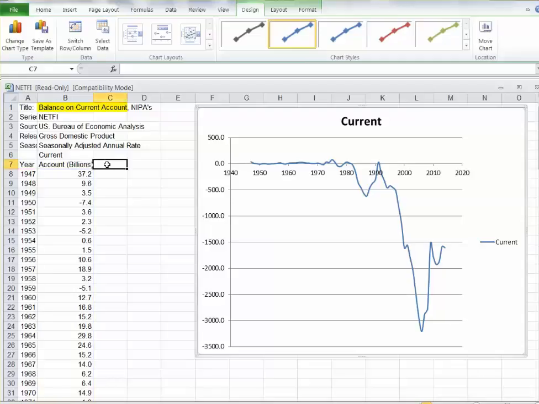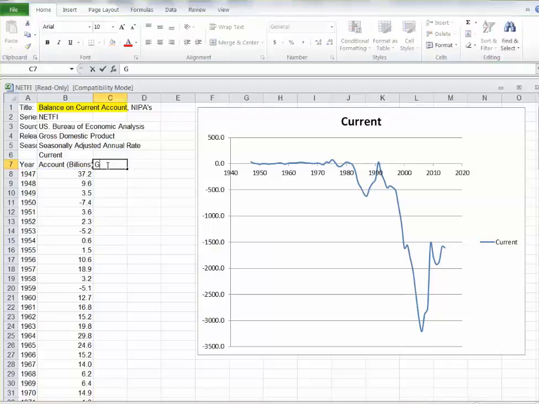What I thought I would do is just get nominal GDP. And if I had nominal GDP, and then of course I have the nominal current account, I could get over here the current account as a percent of GDP.